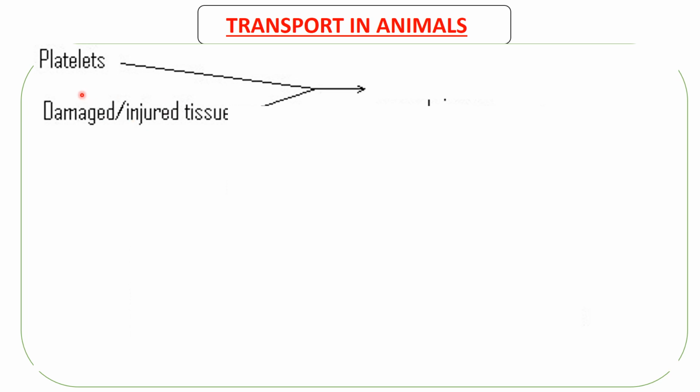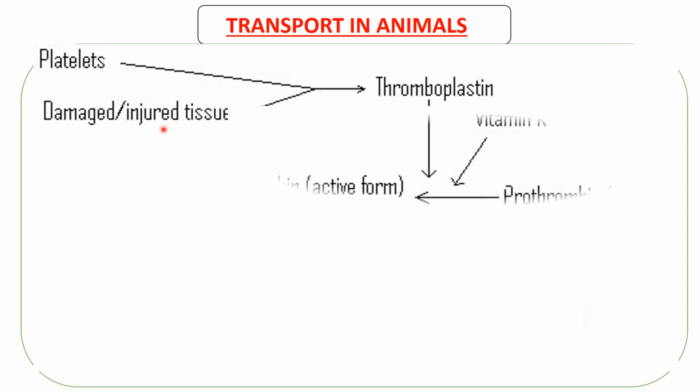So what happens? The platelets are going to release an enzyme called thromboplastin or thrombokinase. Thromboplastin. So once this thromboplastin is released by the platelets, it's going to convert a protein called prothrombin to thrombin. So prothrombin is one of the components of blood proteins. We're going to talk about it, but not that much. But I'm going to show you where it is found. It is part of what are called blood proteins.